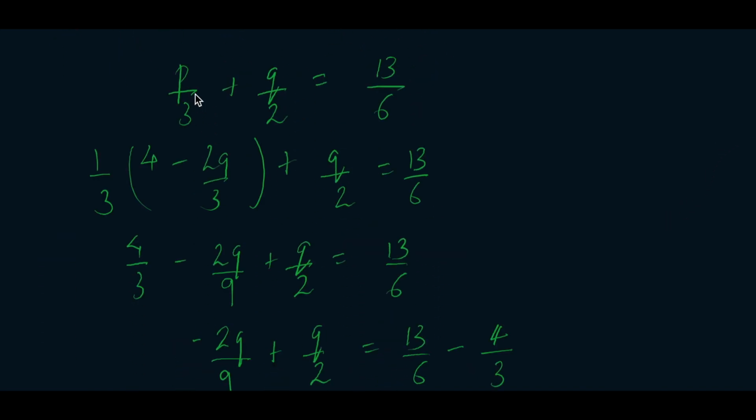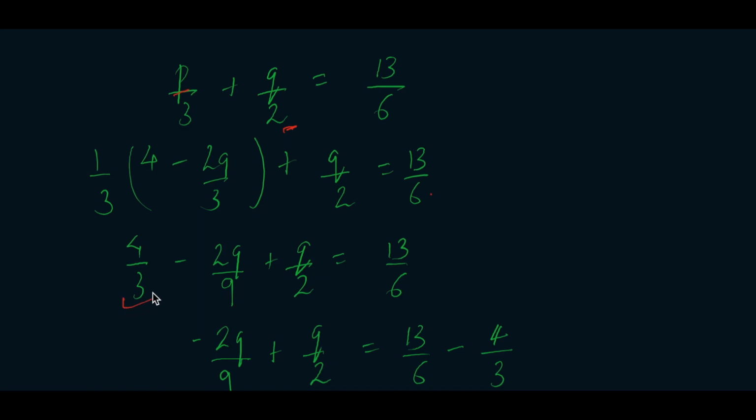Our equation 2 was p by 3 plus q by 2 equals 13 by 6. Now instead of p we will write 4 minus 2q by 3. So it will become 1 by 3 multiplied by 4 minus 2q by 3, plus this same q by 2, equals 13 by 6. Now when we simplify this, it becomes 4 by 3 minus 2q by 9 plus q by 2 equals 13 by 6. Now this equation only has q as a variable, so we will solve for q.